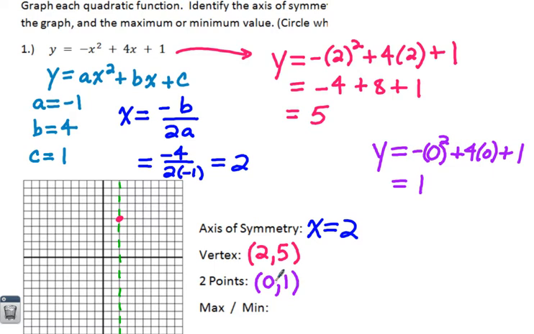This is just algebra and graphing in general. When you plug in 0 for x, y will equal 1. So over on the graph, that means that 0, 1 is also on your parabola.